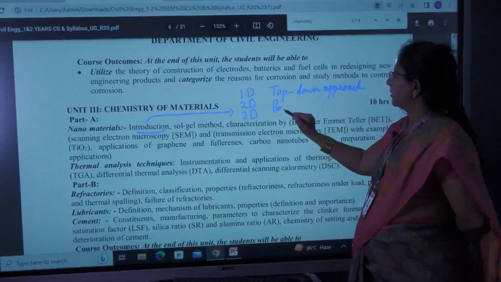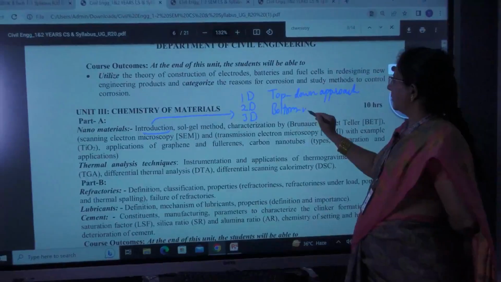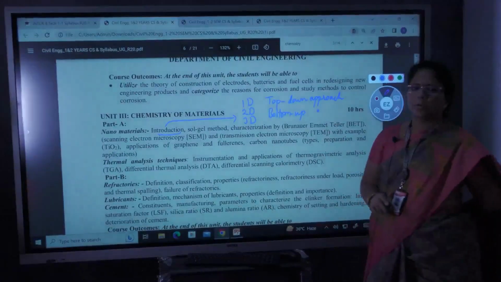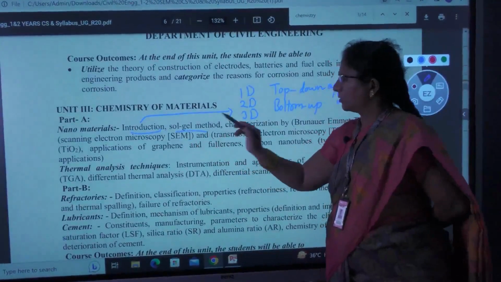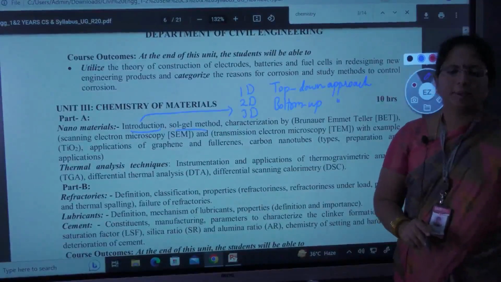There we will be discussing the two approaches, the top-down approach and the bottom-up approach. In the top-down approach, we will be discussing the Sol-Gel method and chemical reduction method.